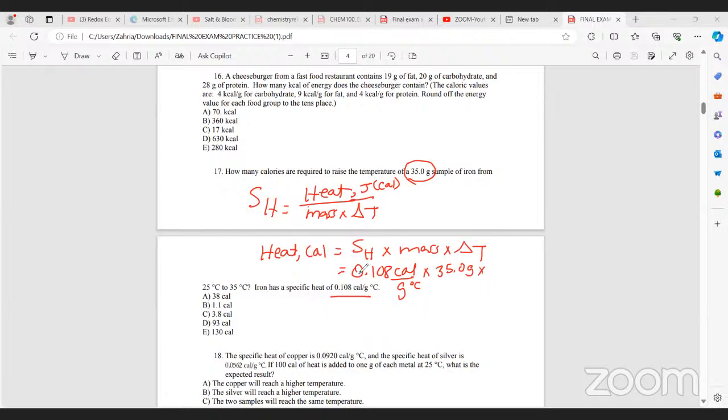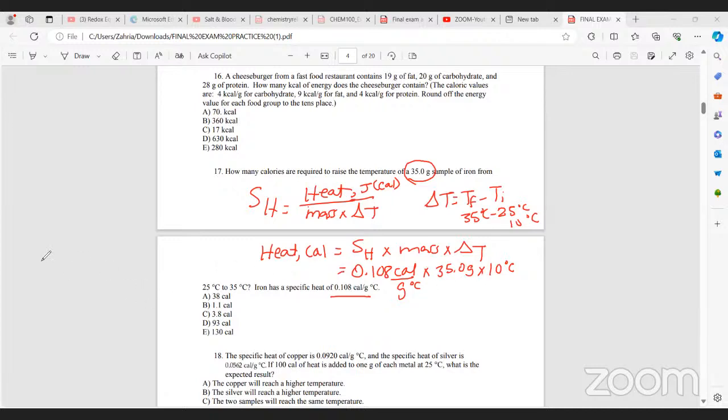Times, now your delta T is basically the final temperature minus the initial temperature. Well, they told us 25 degrees to 35 degrees. So you're going to say 35 degrees Celsius minus 25 degrees Celsius. That's equal to 10 degrees Celsius. So you're going to put the 10 degrees Celsius right there.